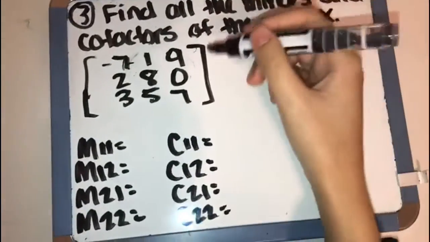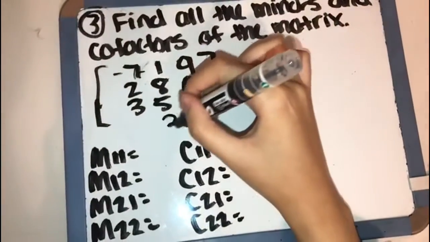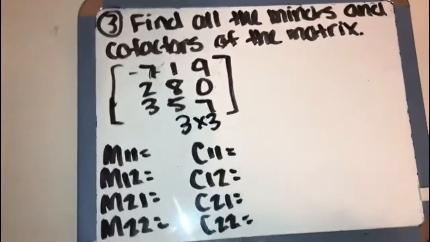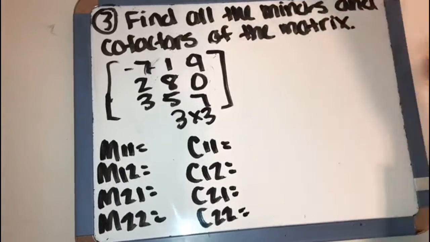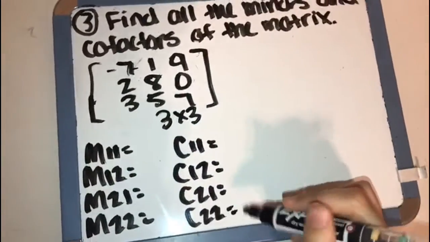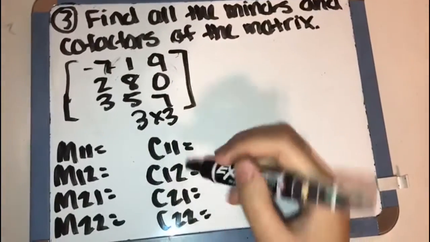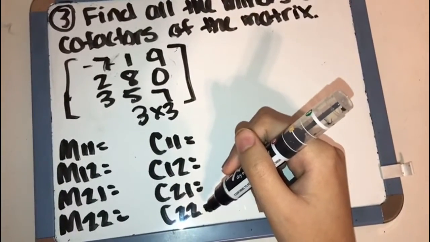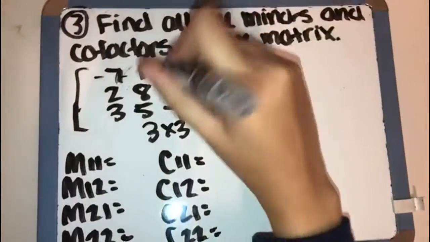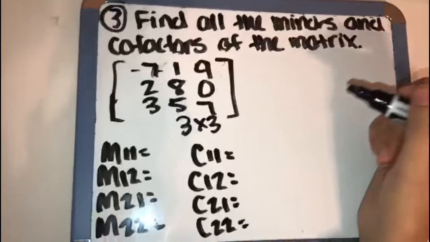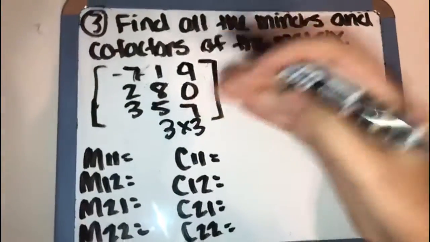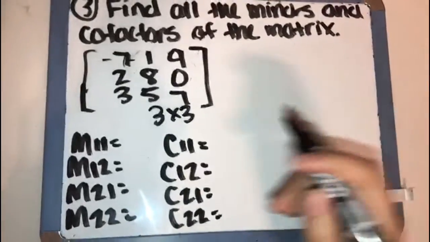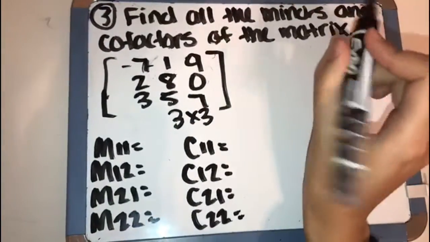But for this one, this is 3x3, so we have a 3x3 matrix, okay? And now we're going to solve all these factors that we have to substitute or find the answer for. Minors are kind of complicated, but when you practice more, you will get used to it. I practiced a lot for this, and I actually understood how to do it.